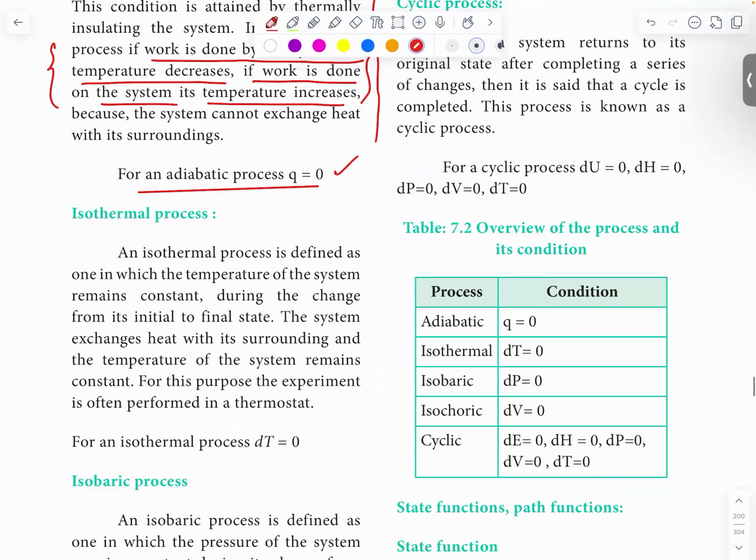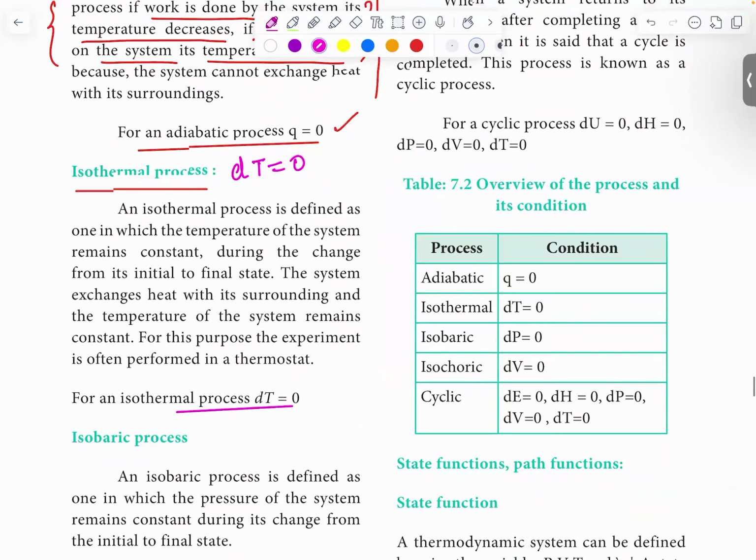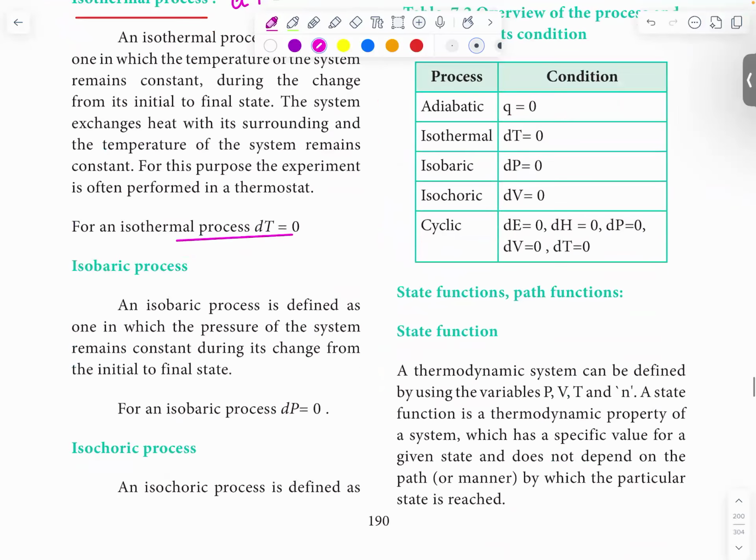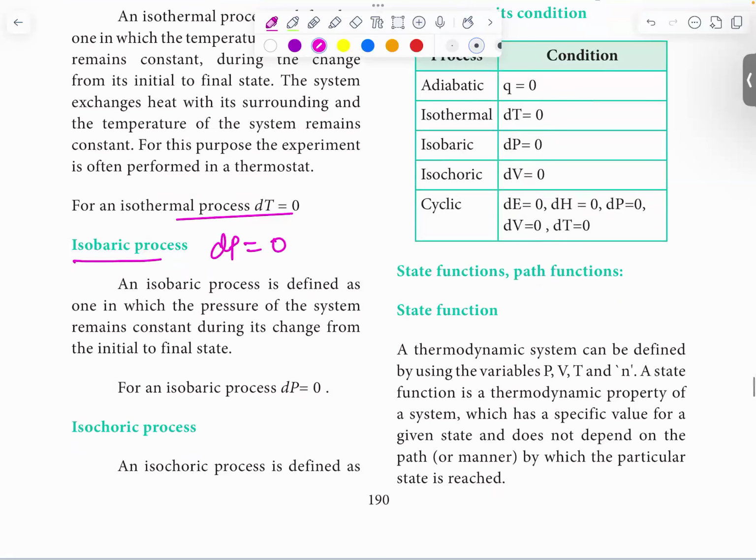Isothermal process: basically those processes where the temperature remains constant, meaning dT is equal to zero. For the isothermal process, dT is equal to zero. Such processes are called isothermal processes. Isobaric process, dP is zero, meaning pressure is constant. In an isochoric process, dV is zero.